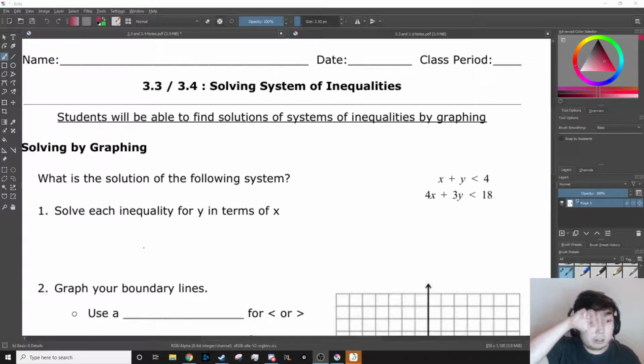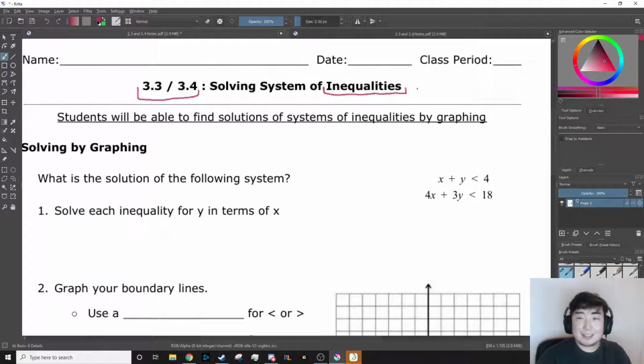Alright, welcome back to a new lesson. We're going to be talking about 3.3 and 3.4. We decided to combine these. We're going to be talking about solving systems of inequalities. So last class, or last video, we talked about system of equations. So what's different between systems of equations and system inequalities?